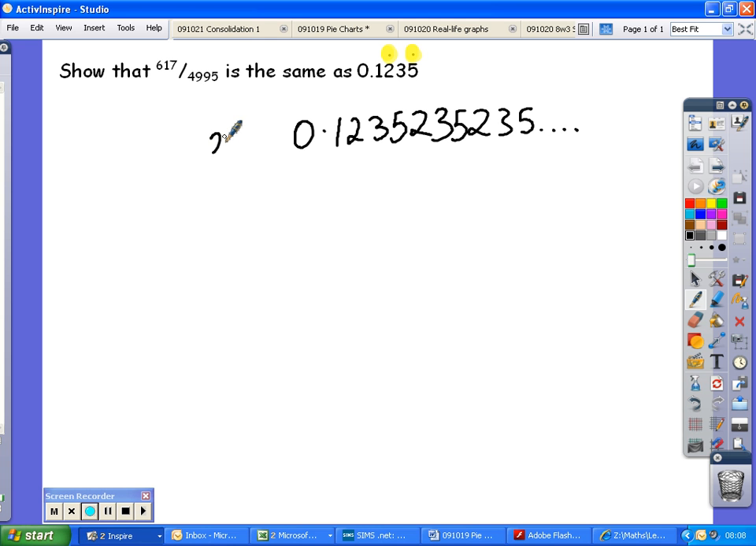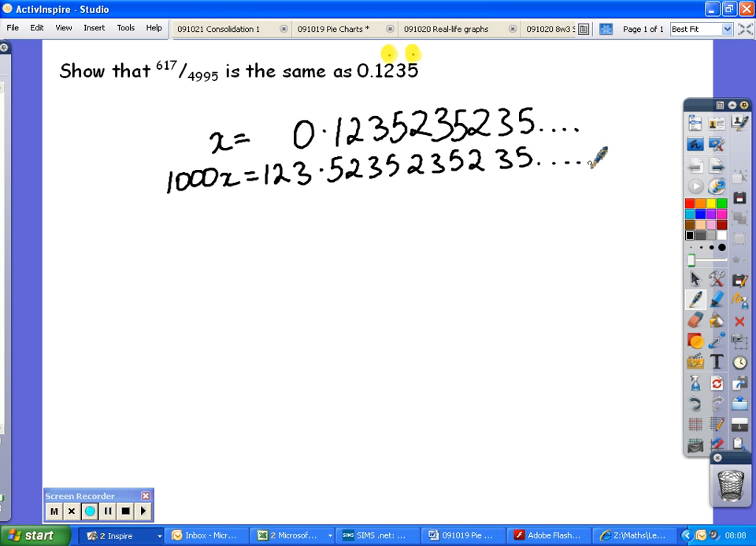I'm going to call this number x. Now, because there are 3 digits which recur, the 2, the 3 and the 5, I'm going to multiply by 1000. And if I've done it neatly, I should have the digits which recur on top of each other from the x and the 1000x. I've chosen my 1000 because there were 3 recurring digits. If there had been 2 recurring digits, I'd have used 100. If there had been 1 recurring digit, I'd have used 10.